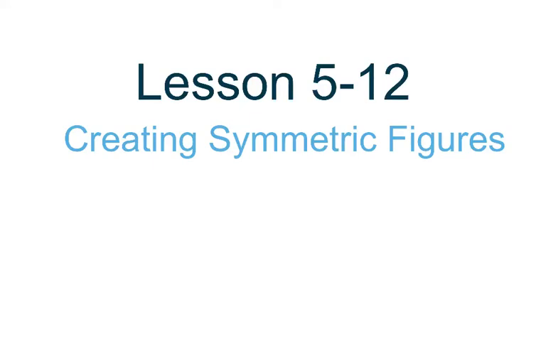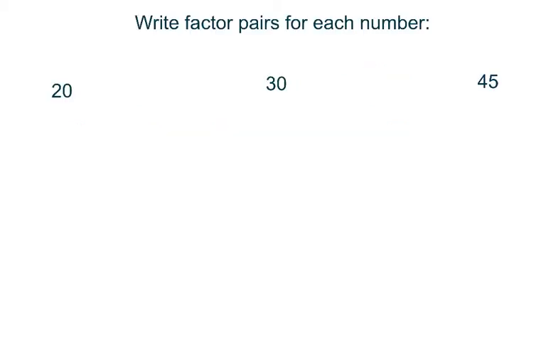In lesson 512, we're going to be creating symmetric figures. We'll start off with a quick warm-up on your whiteboard and then move into our math journal. So on your whiteboard, would you go ahead and write the numbers? You can do one number at a time if you choose, or spread them out across the top. You're going to write the factor pairs for each number.